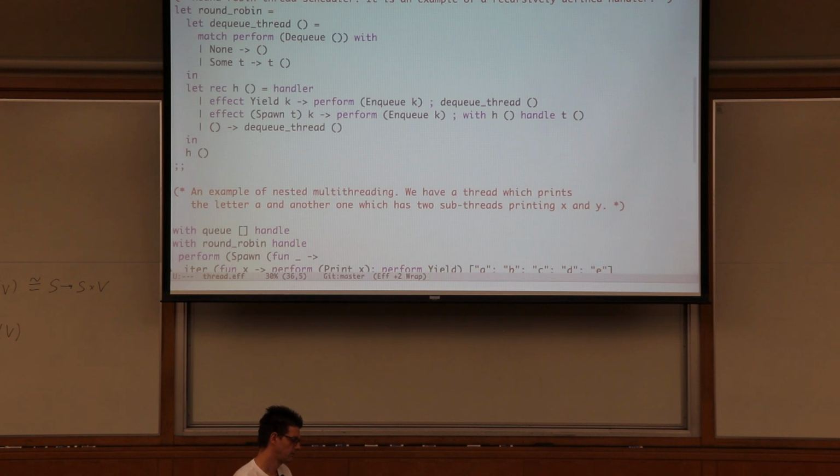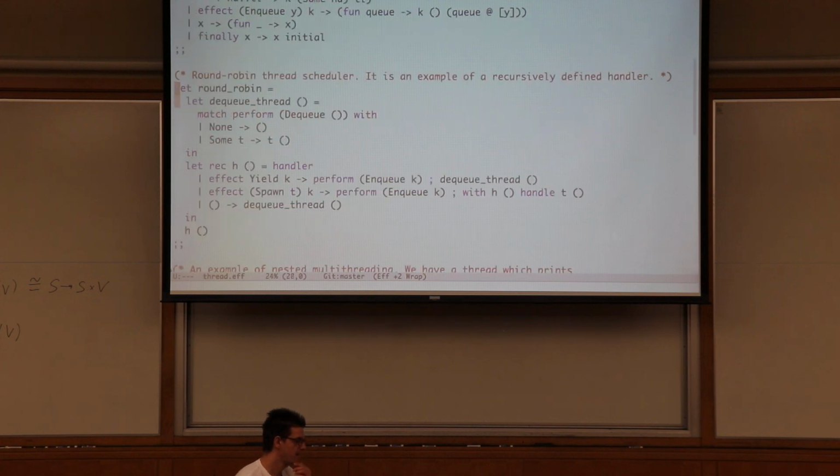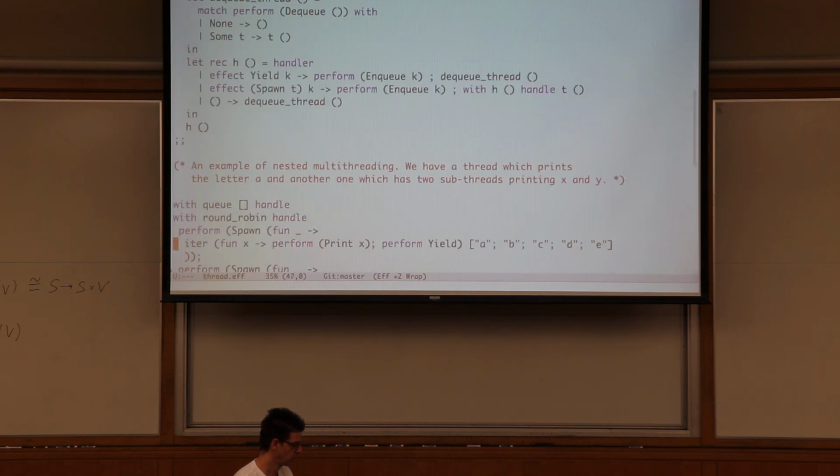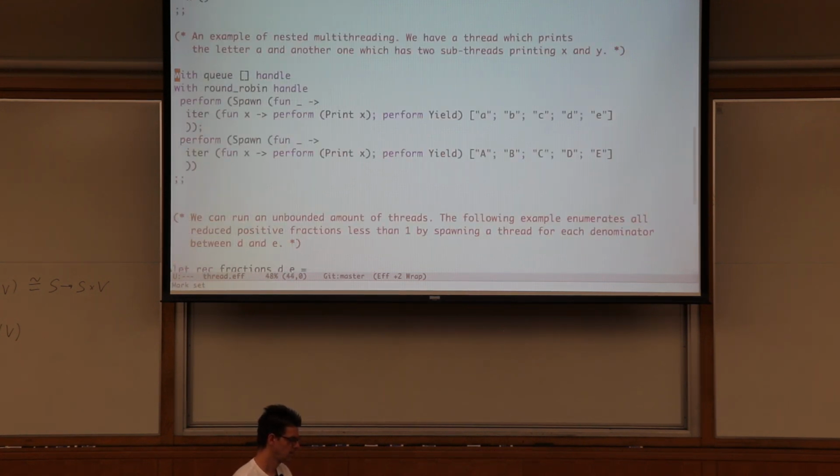And what happens if we get a value, which means that the main computation has finished? Well, if the main computation that we're handling has finished, there may still be some other threads running. And so you need to dequeue that. Okay? How are we putting this together? Because we have two handlers. We have one for queues and we have one for threads. Well, what you do is you just nest them.